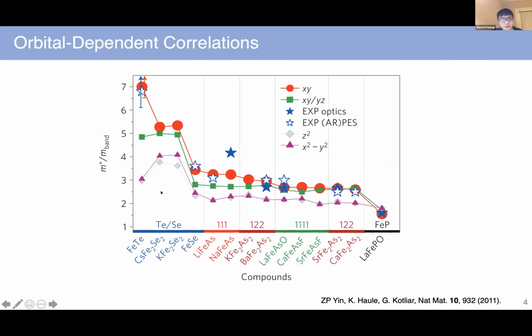There are two things that we know about these correlations for the iron-based superconductors. First, the iron chalcogenides possess larger electron correlation effects than the iron pnictides. Second, the electron correlations in the iron-based superconductors exhibit orbital-selective behavior, in which the band of the xy orbital always exhibits a larger mass enhancement than other orbitals.